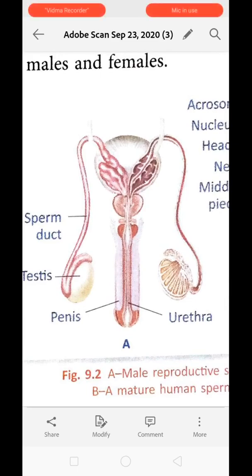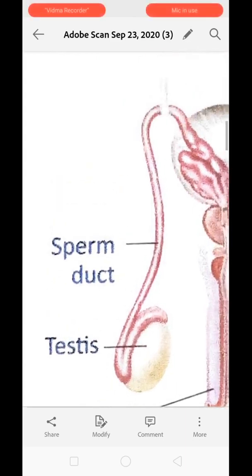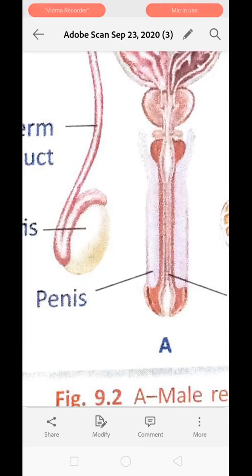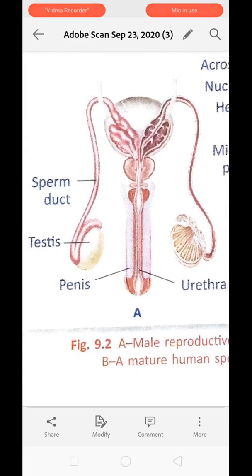Understood? What are the parts of it? It has a testis over here. It has a testis, a sperm duct, a penis and urethra. The urethra is an opening through which it discharges the sperm. Clear? Now, let's study about them one by one. The first one is the testes. They are two in number. You can see over here we have two testes.